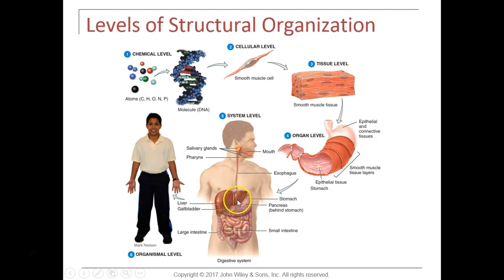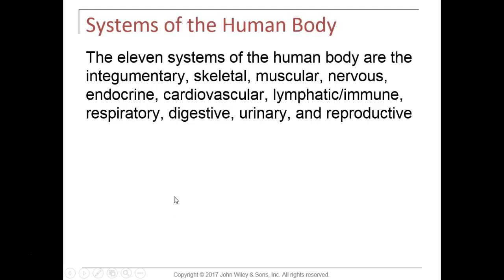The next higher level includes you, the organism, which includes 11 different body systems. We, as the organismal level of organization, are the most complex level out of all of these levels. So there are 11 body systems that make up our entire body. These 11 body systems are outlined in the beginning of your chapter.